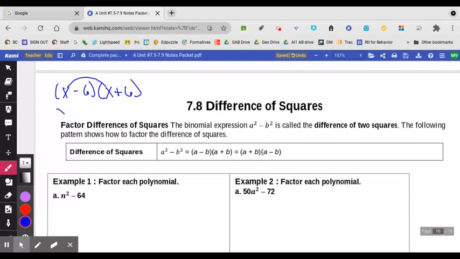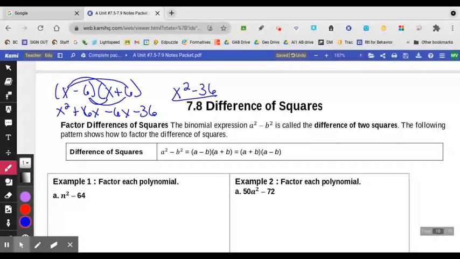So x times x is x squared. X times 6 is 6x. Then negative 6 times x is negative 6x. And negative 6 times negative 6 is negative 36. 6x and negative 6x cancel out. So we have x squared minus 36. So when we look at x squared minus 36, you'll notice that it's two perfect squares that I'm subtracting. That is the difference of two squares.